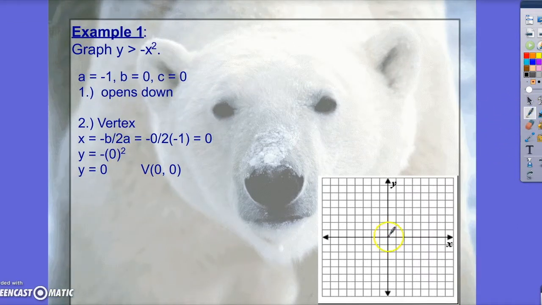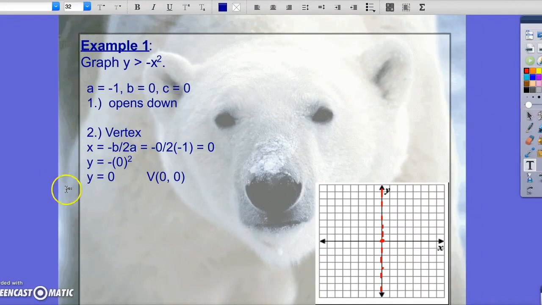So our first plan of action is to plot (0, 0), just here. Don't forget with the vertex, we draw that vertical dashed line through it, because that's our line of symmetry here. All right, so what do we do next? Step 3 was to find the y-intercept. Y-intercept, if you remember back, is your c. And we find out our c is 0.